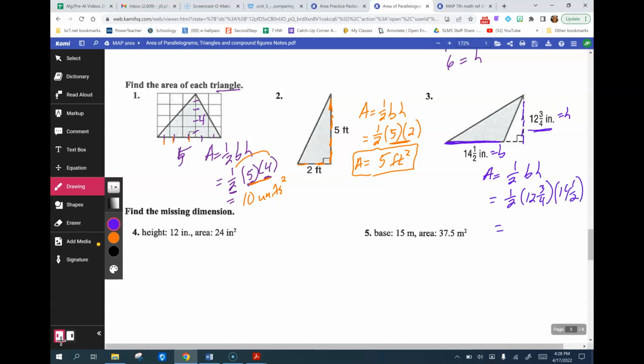Now, honestly, if I were doing this problem, because I didn't have the cool calculator you guys have, I would actually go 1/2 times 12.75 and 14.5. You have a cool calculator, you can just enter the 12 3/4 and the 14 1/2 right here, and just multiply all of that. Ready? Go. I have to get my calculator.